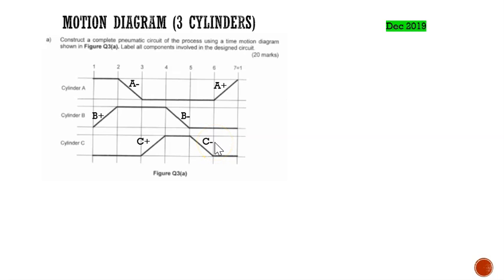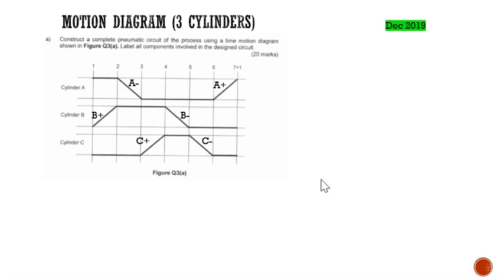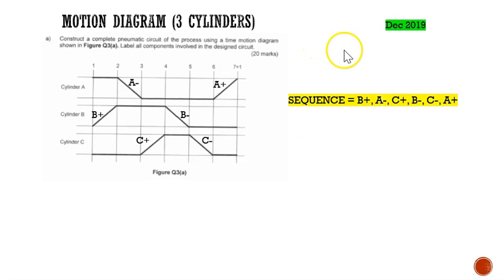Now we're going to do the sequence. We start with the time here, 1. So we have B plus, A minus, C plus, B minus, C minus, and A plus. These are the sequence.